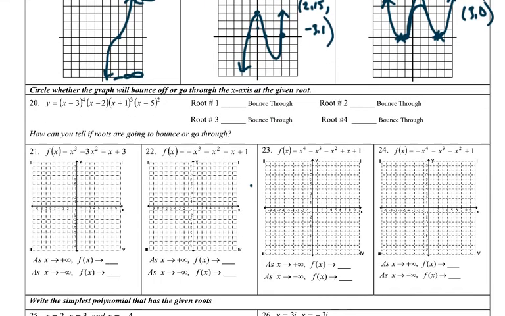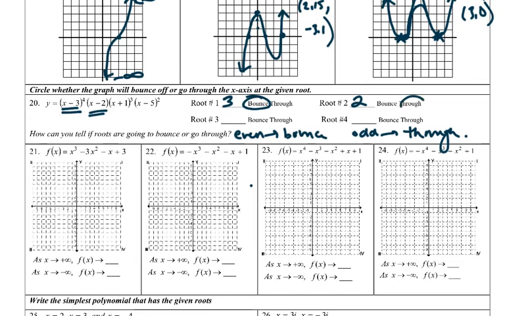How you can tell if it bounces or goes through, well, remember, if it repeats an even number of times, it's going to bounce. And if it repeats an odd number of times, it's going to go through. It's not about the value of the root, it's about how much it repeats. So negative 3 to the 4th, I'm going to call that my root number 1. Doesn't matter which one you call it. It repeats 4 times. 4 is even, so it bounces. Root number 2, it only repeats once, so it's 3. Root number 3 repeats 3 times, so it's through. And root number 4 is a 5, which repeats twice, which is even, so it bounces.